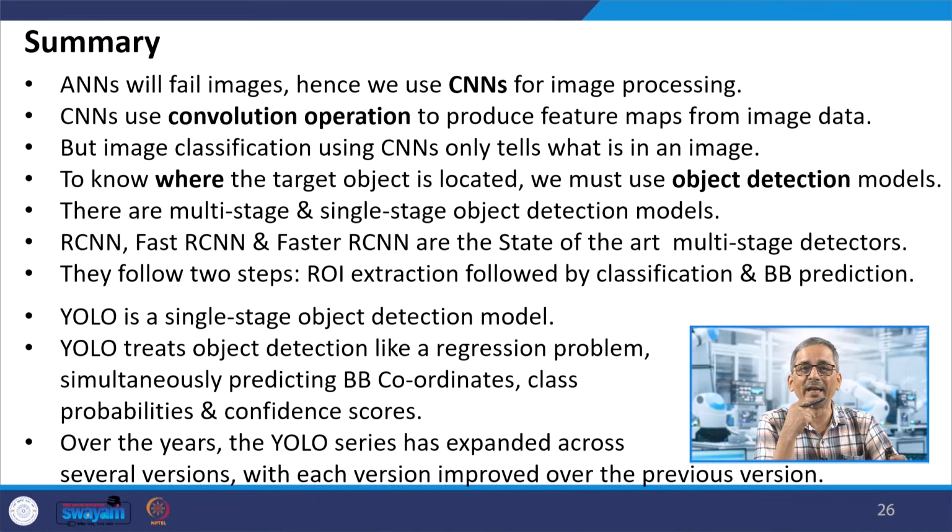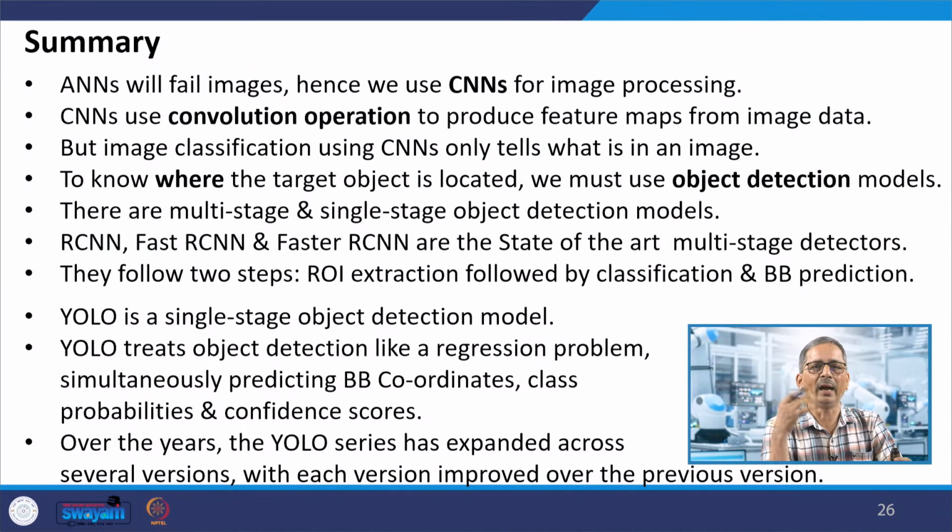Let us summarize today's lecture. We have seen the limitation of ANN in dealing with images, so we came to the CNN, which uses the convolution operation to prepare the feature map. Image classification using CNN only tells what the image is. If we have to know where the target is located, we must use the object detection model. Again we have multi-stage and single-stage: we have seen multi-stage in RCNN, Fast RCNN and Faster RCNN, and for single-stage we have seen YOLO.